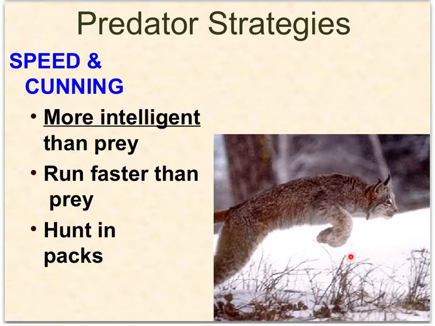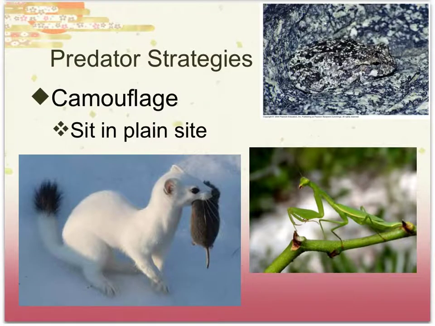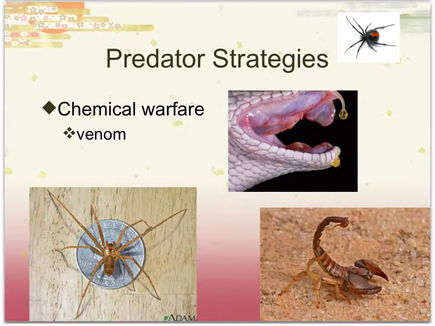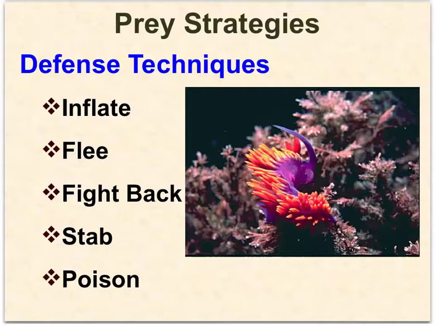They have specialized paws here, like bobcats and lynx do, to run in the snow, or like the wolves did compared to the moose. It's a lot easier to catch your prey if your prey doesn't see you first, so camouflage is important as well. Some have specialized venom, like snakes and scorpions and spiders, that allow them to catch their prey.